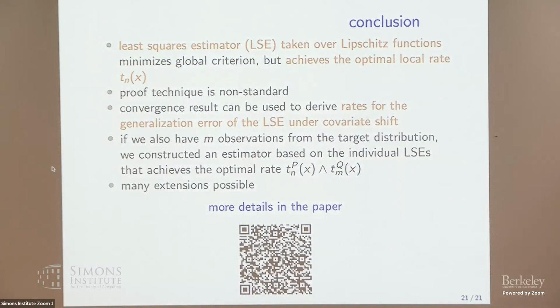And then we also covered the case where there's a second sample and showed that the convergence rate in this case is the minimum of the individual local convergence rates. And we constructed an estimator that achieves that rate based on the least squares estimators of the individual samples. And I think in principle, this technique can be extended in probably many cases. With this, thanks for your attention.